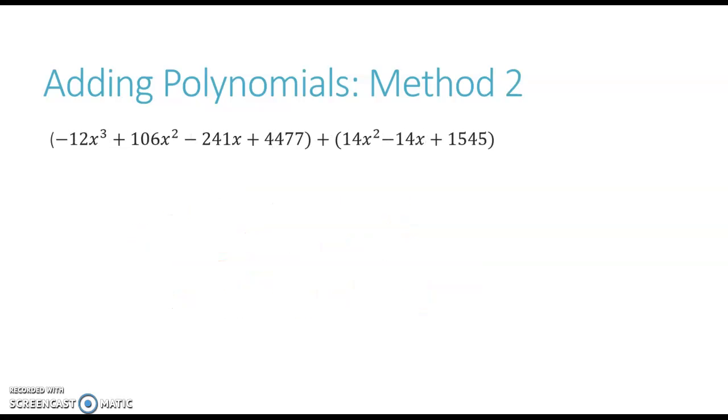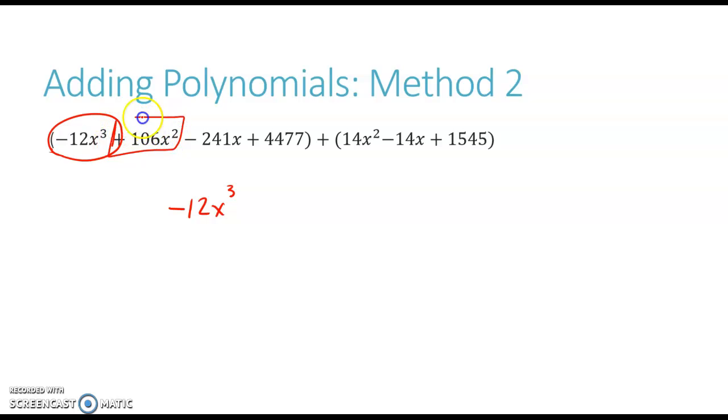The second method is just treating it like we're combining like terms. So I have a negative 12x cubed. I come over here, there is no x cubed, so when I go to do my answer, it's going to start with a negative 12x cubed. And the sign in front matters because that's whether this is positive or negative.